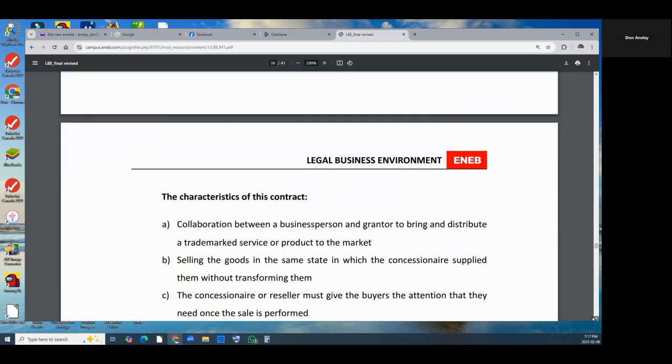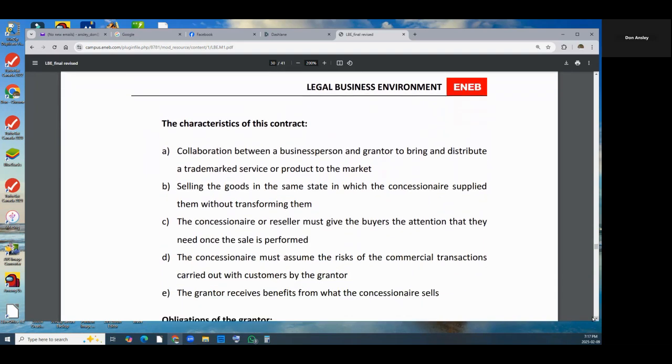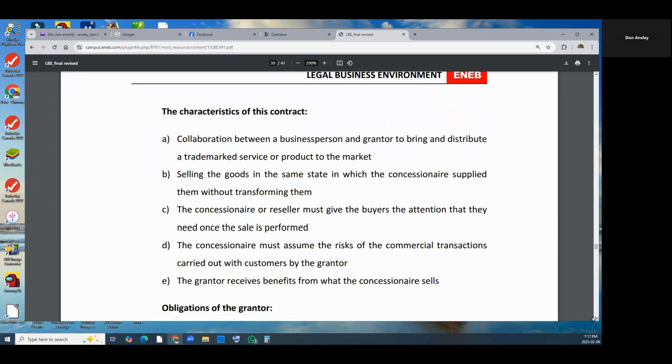The characteristics of this kind of contract: collaboration between business person and grantor to bring and distribute a trademark service or product to the market, selling the goods in the same state in which the concessionaire supplied them, without transforming them. The concessionaire or reseller must give the buyers the attention that they need once the sale is performed. The concessionaire must assume the risks of the commercial transactions carried out with the customers. The grantor receives benefits from what the concessionaire sells.